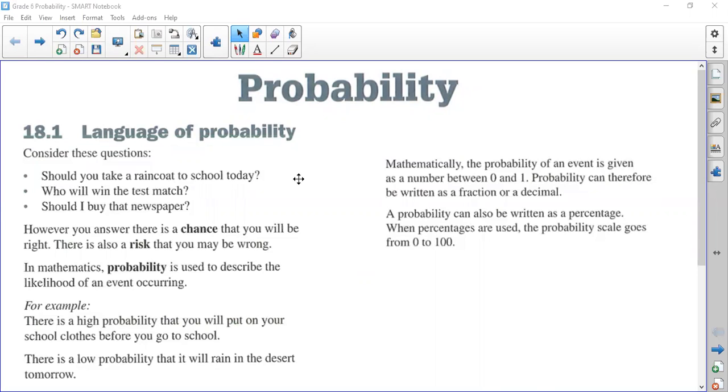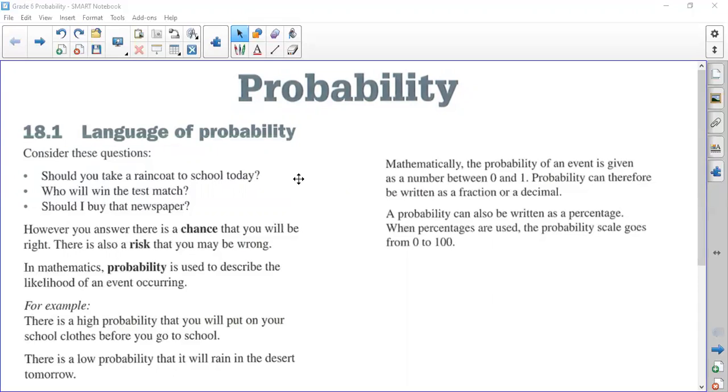Hello everyone. Today we'll start the new chapter, which is probability. What is the probability of an event? Well, let's see these questions at the beginning. Should you take a raincoat to school today? Who will win the test match? Should I buy the newspaper?